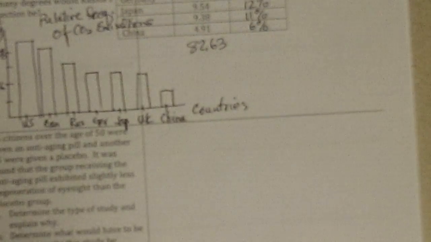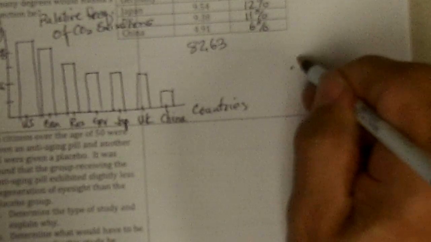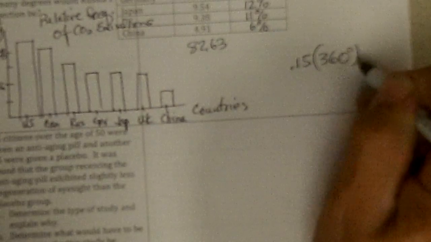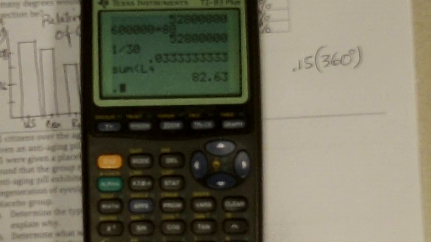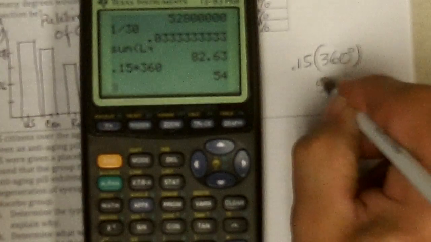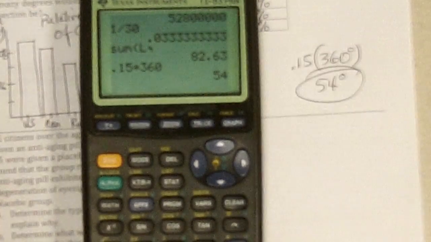And then how many degrees do I need to do if I do Russia? Russia was 15%, so 0.15 times 360 degrees. And that's 54. So that's 54 degrees on the pie chart.